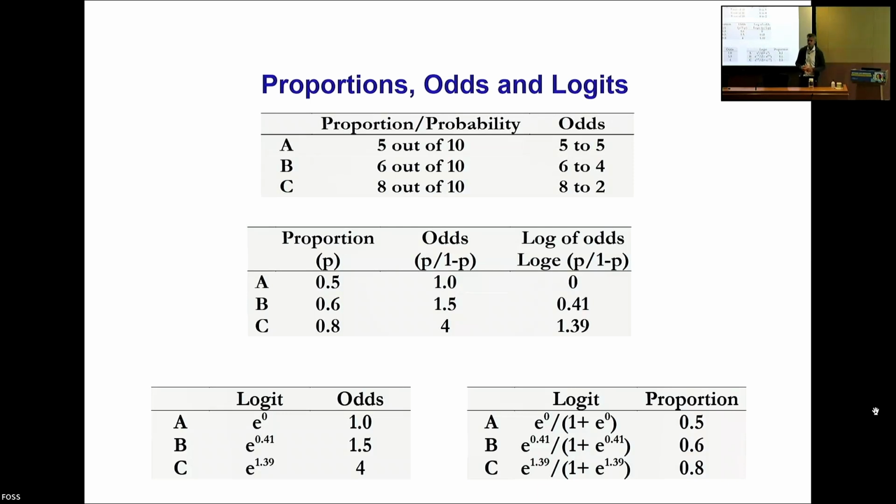So this is just a long-winded way of saying, don't be put off by modeling the log of the odds, modeling the logit. What does it mean? It is related to the proportion. But statistically, it's not the proportion. It's proportion divided by 1 minus the proportion, and taking the log of that.